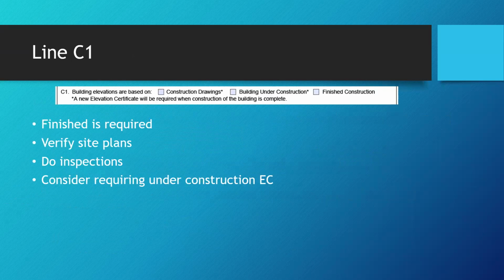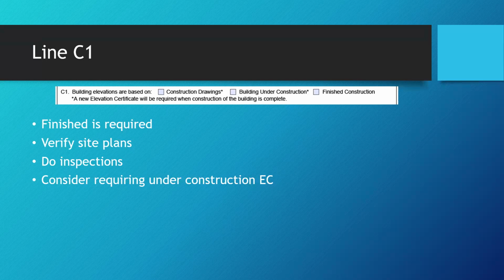Okay, so line C1, this is pretty much the same as it always has been. What are the elevations based on? Drawings, a building under construction, or the finished construction. There is a reminder that the finished elevation certificate is going to be required. So again, you might want to consider requiring under construction elevation certificates or having some kind of documentation that will show you what the finished elevations are supposed to be.